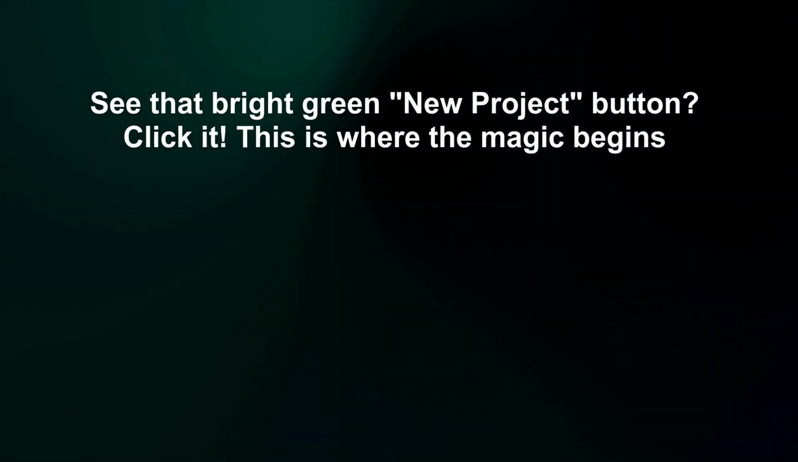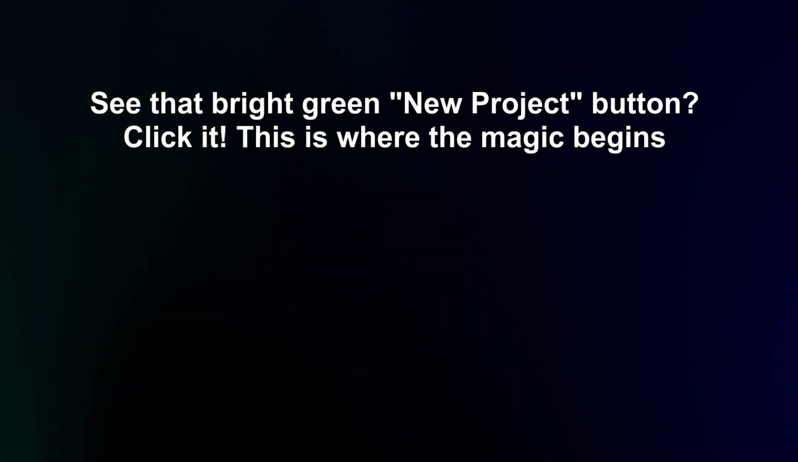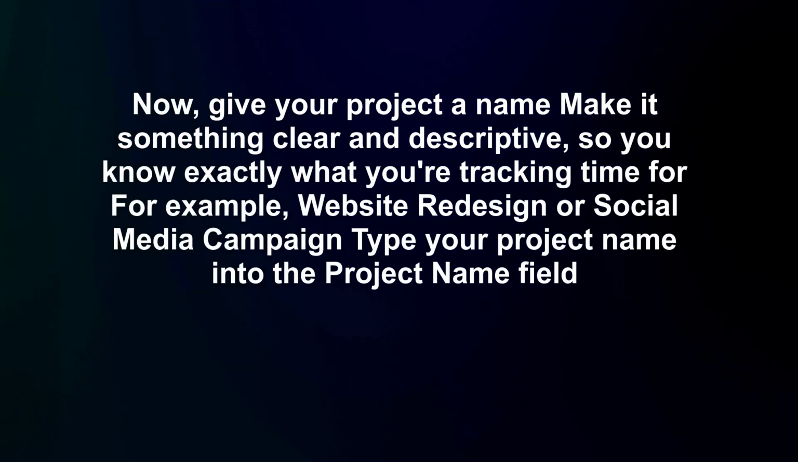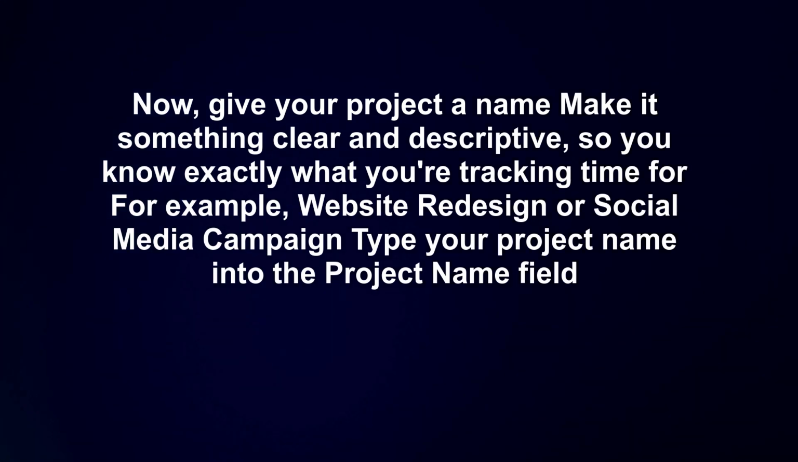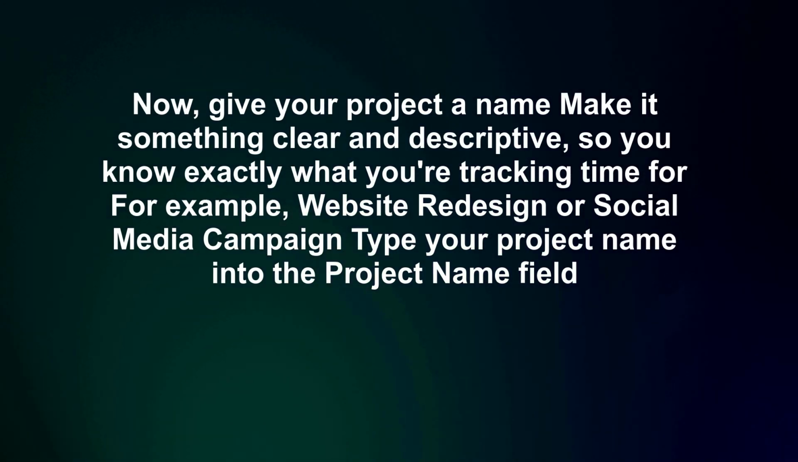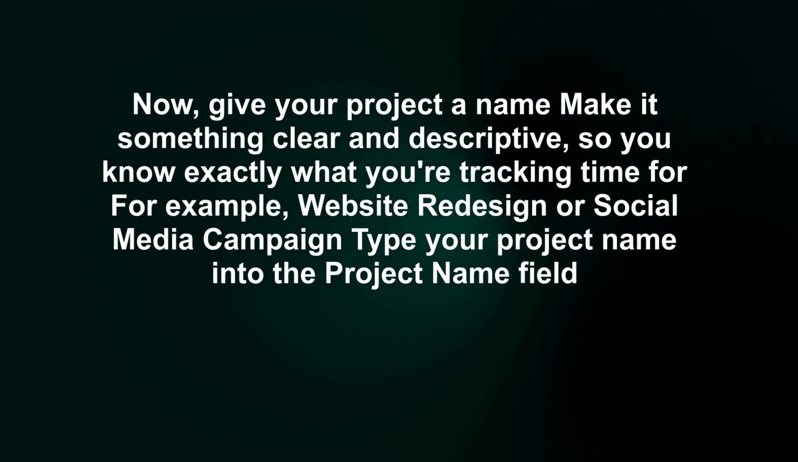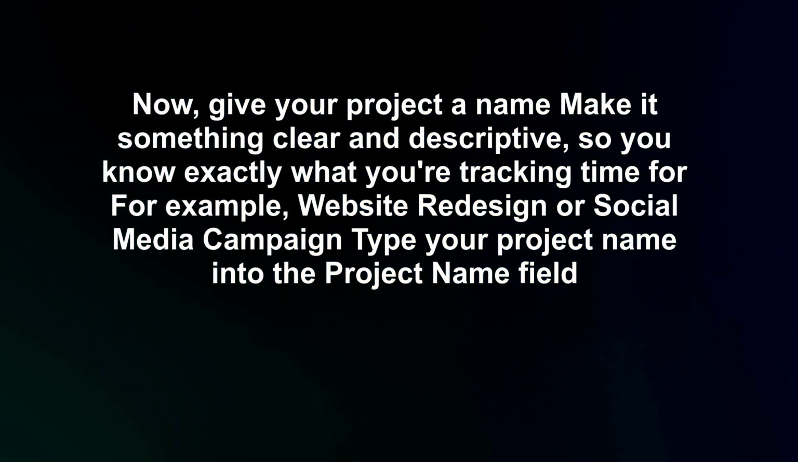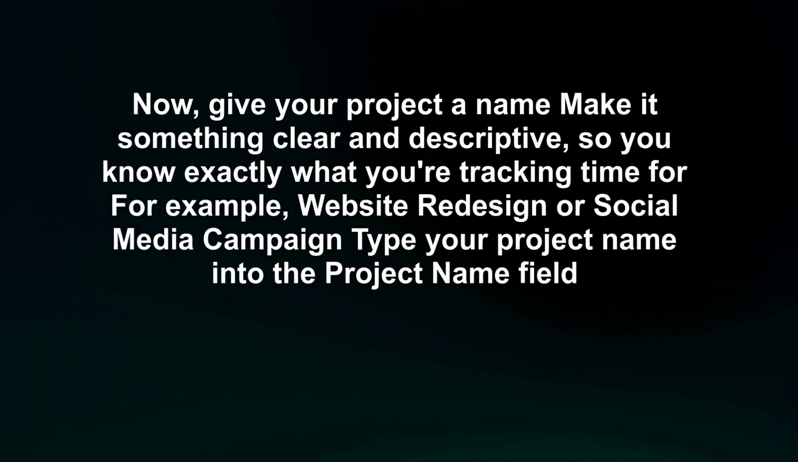See that bright green New Project button? Click it. This is where the magic begins. Now, give your project a name. Make it something clear and descriptive, so you know exactly what you're tracking time for. For example, website redesign or social media campaign. Type your project name into the project name field.